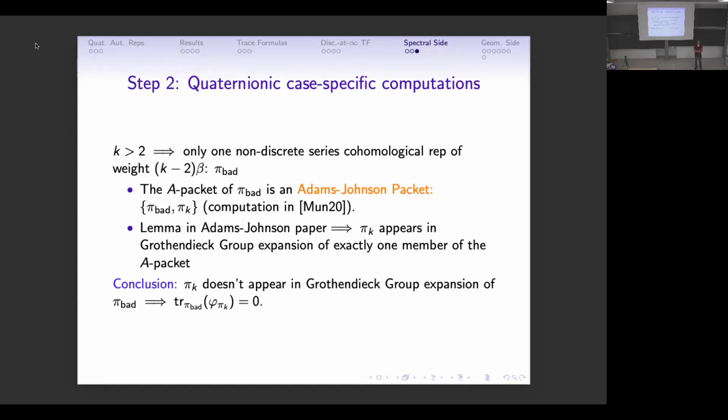You mean Grothendieck group expansion, writing a representation as a sum of standard modules? Yeah, exactly. It's a thing that people call character formulas.